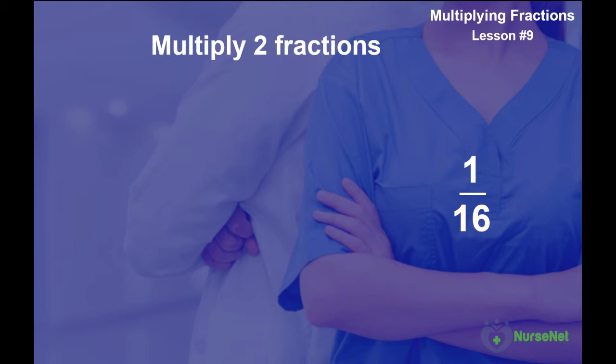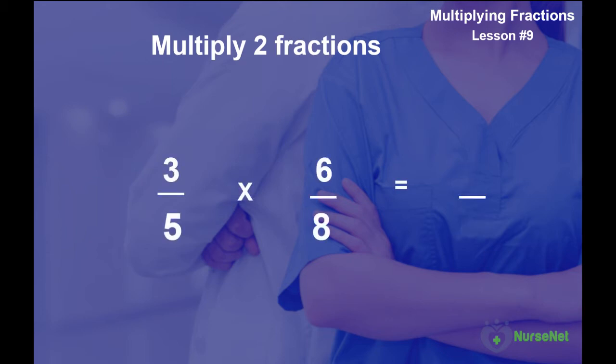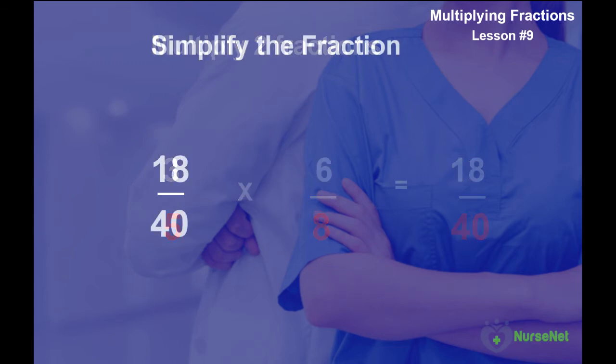Let's do another. What is 3/5 multiplied by 6/8? Well, let's do the same operation of multiplying the numerator by the numerator, which is 3 multiplied by 6, giving us 18. Then multiply the denominator by the other denominator, or 5 multiplied by 8, giving us 40. Therefore, our answer is 18/40.